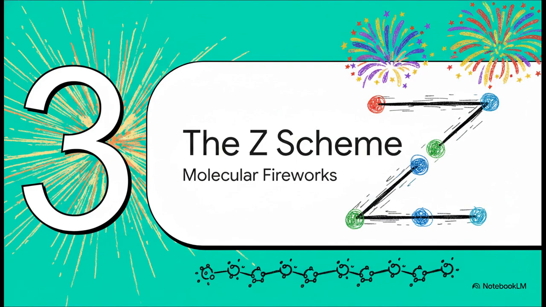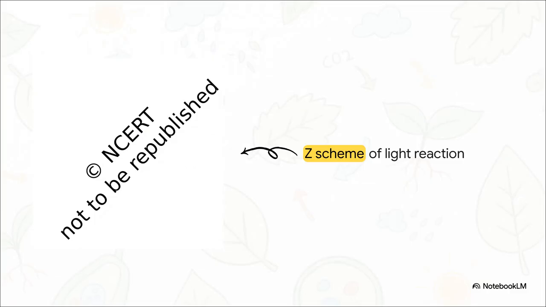Section 3. The Z-scheme. Time for some molecular fireworks. With the light captured, we trigger the photochemical phase, jumping right into an energetic molecular relay race. This is mapped out in what's called the Z-scheme, which tracks the exact path of the energy. Follow the electrons for a second. They get excited by light in photosystem 2, jump way up in energy, travel downhill through an electron transport chain, and finally reach photosystem 1. Here, they get re-energized by even more light and travel downhill once again to finally reduce NADP+ into energy-rich NADPH.